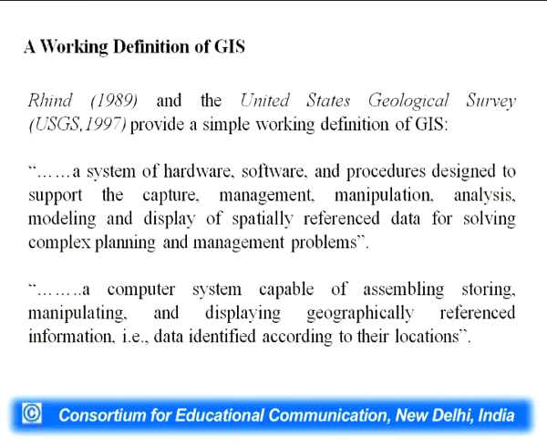So a working definition of GIS: generally RIND and the United States Geological Survey provide a simple working definition of GIS. RIND says, a system of hardware, software and procedures designed to support the capture, management, manipulation, analysis, modeling and display of spatially referenced data for solving complex planning and management problems.